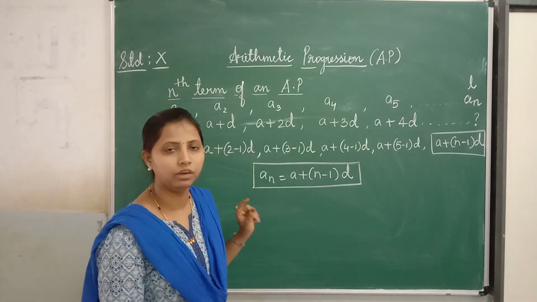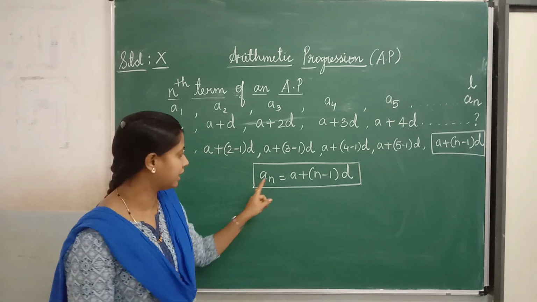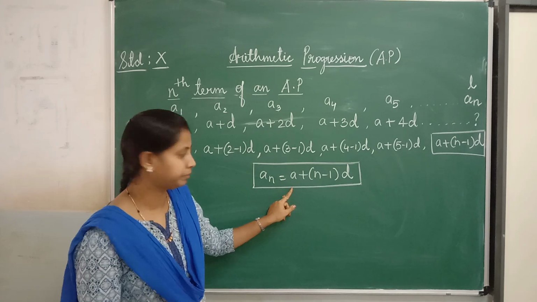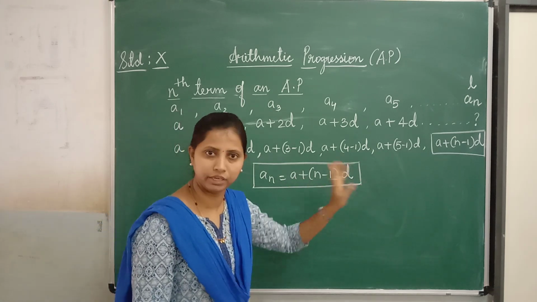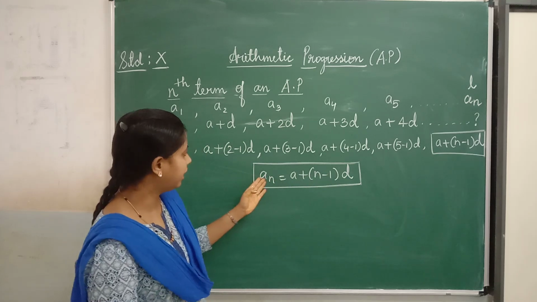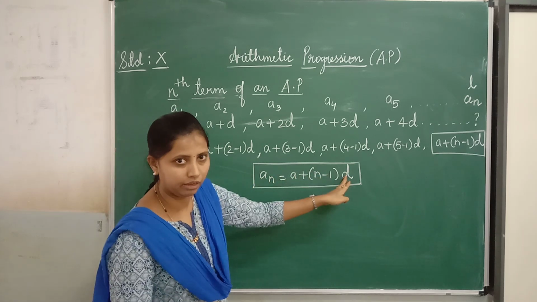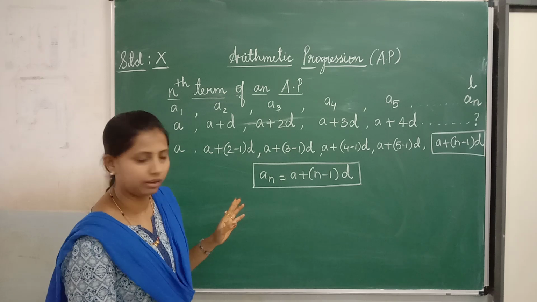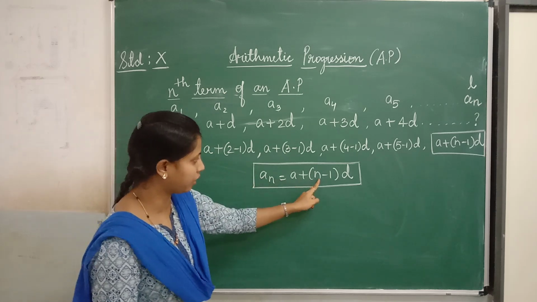So very important children, the nth term of an AP, that is an, is given by a plus n minus 1 into d. So using this, whenever any three are given, you can find the fourth. Yes, 4 unknown things are there here. Nth term, first term, number of terms, d.